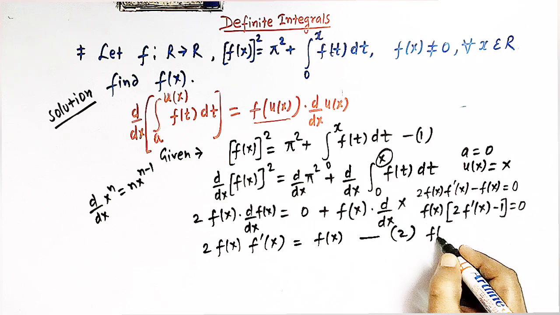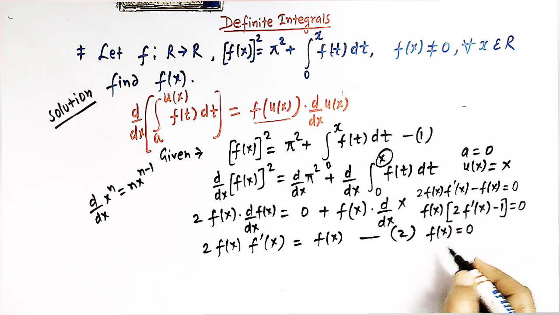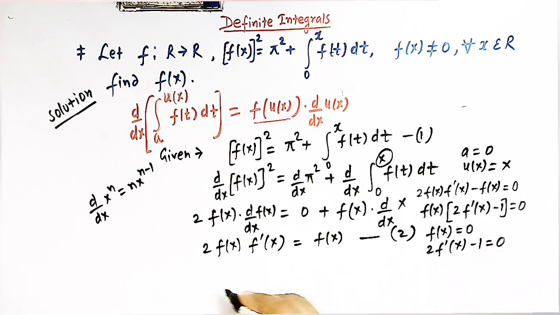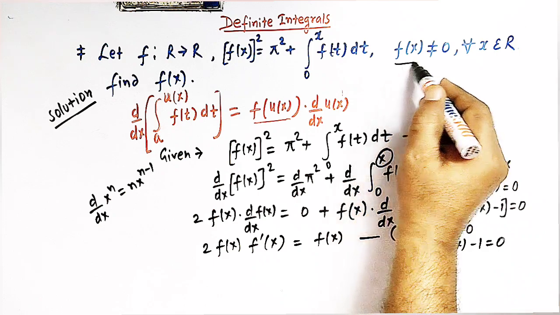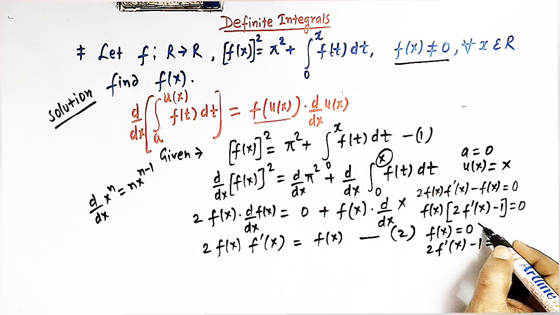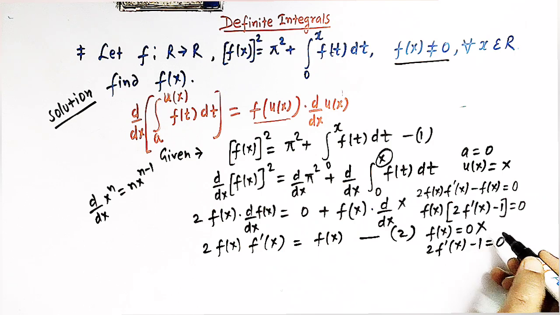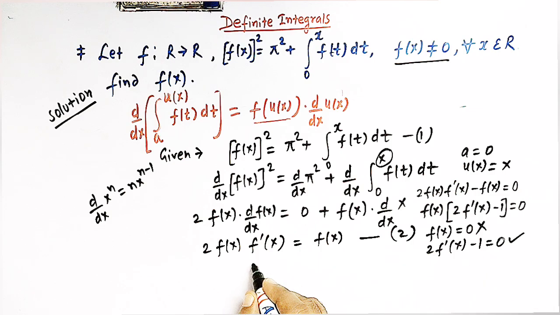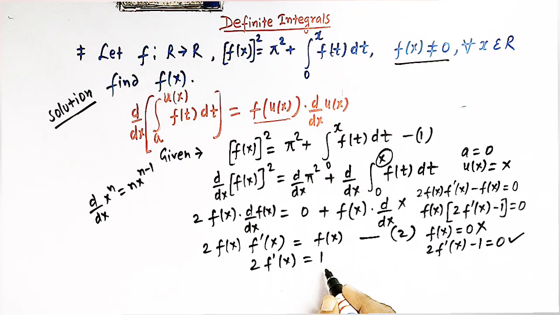So we must have f of x is equal to 0, or 2 times f prime of x minus 1 is equal to 0. But here we are given that f of x cannot be equal to 0, so we'll discard this equation, right? And we'll take up this one. So we have 2 times f prime of x is equal to 1. So let us solve this differential equation. We have f prime of x is equal to 1 over 2.